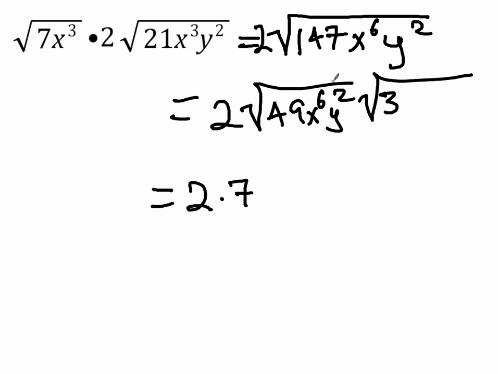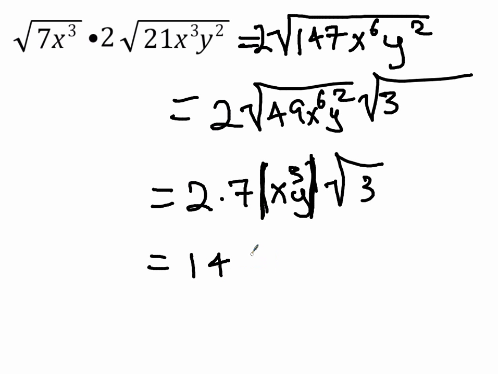The square root of x to the 6th is x cubed, but since x is raised to the 6th and you're taking the square root, you need the absolute value of x cubed. And y squared, the square root of that is y, but you also need that to be in the absolute value, because x cubed or y could be a negative number, but when you take x to the 6th y squared, that's going to make it a positive number, and then when you take the square root of that, it's always going to be a positive number. So those absolute value bars are necessary there, and then times the square root of 3. So this is 14 times the absolute value of x cubed y times the square root of 3.